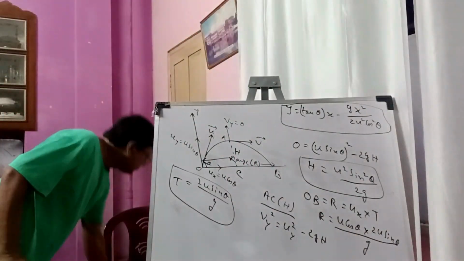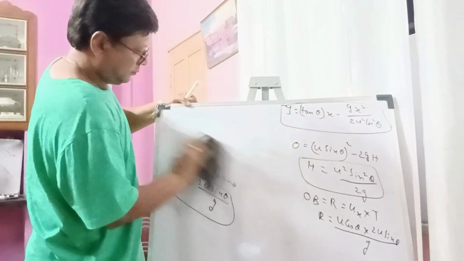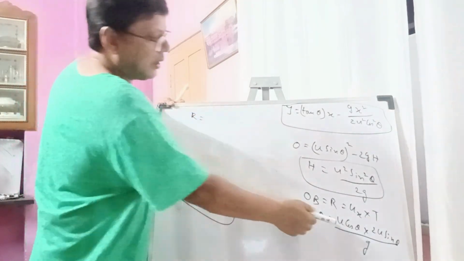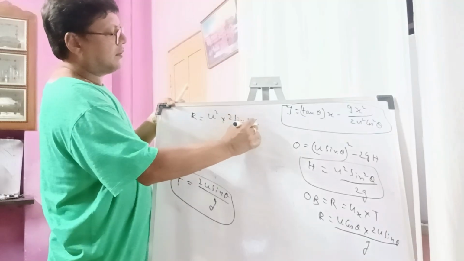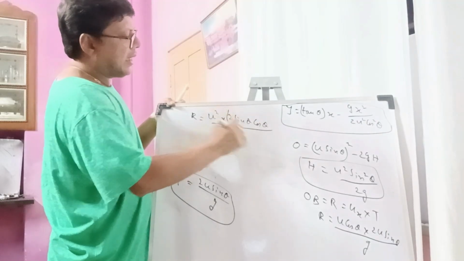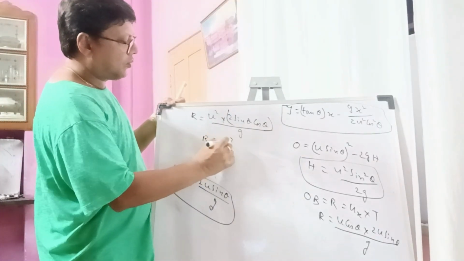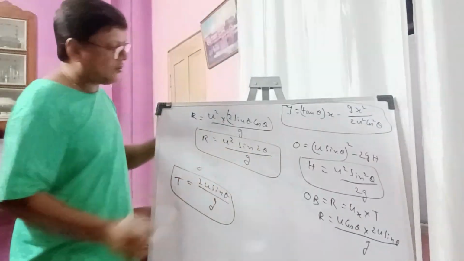What is coming? Finally, it is coming. R equals u square 2 sin theta cos theta by g, and 2 sin theta cos theta from trigonometry is sin 2 theta, so R equals u square sin 2 theta by g. This is the formula of range.